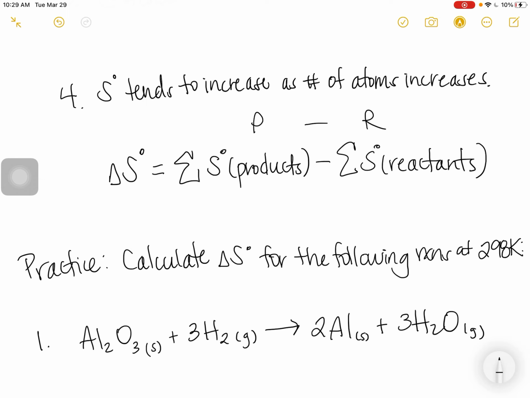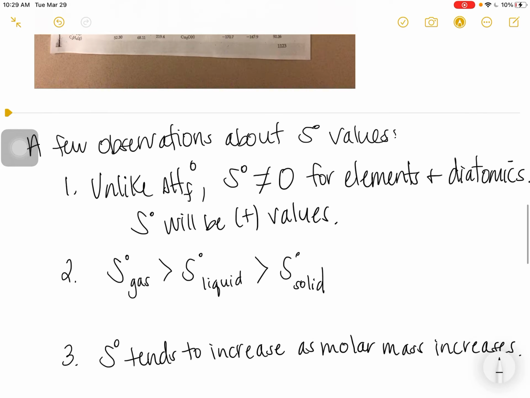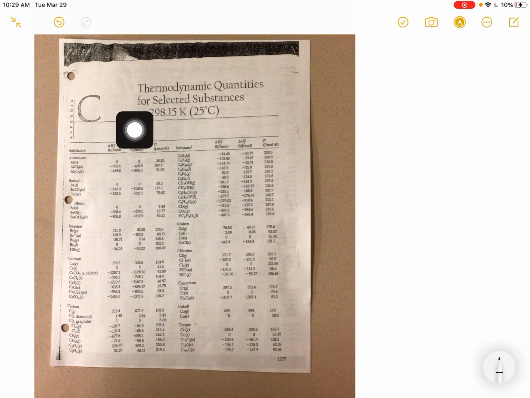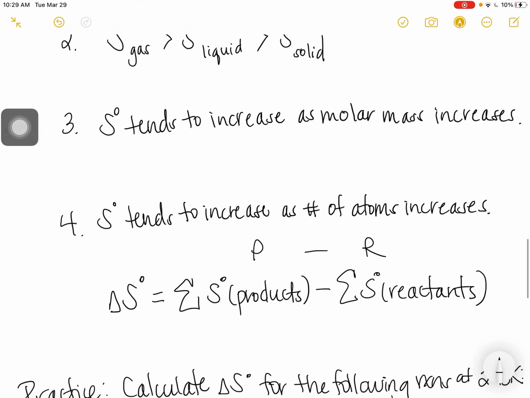Okay, a couple things to keep into account. One, it is P minus R, right, the sum. So you're going to add all your products, add all your reactants, and then you're going to subtract those two values from each other. Be very careful with that negative sign. And then the second thing to consider is, again, that these are molar entropy values. So it's per mole. So we'll have to account for that in our balanced chemical equation.